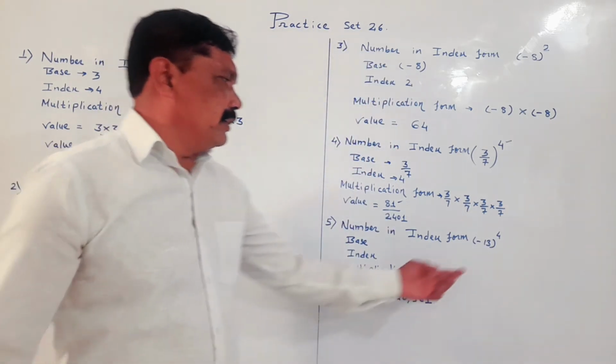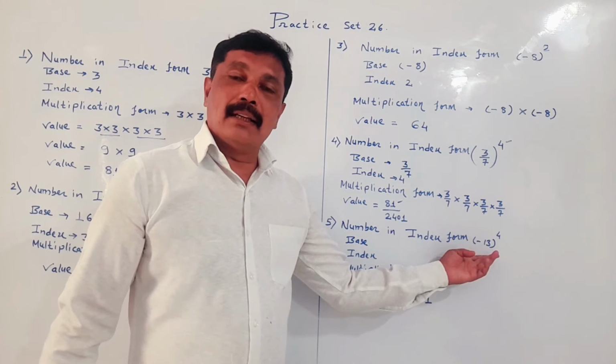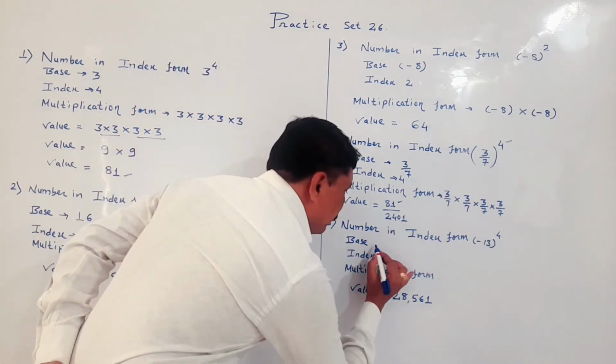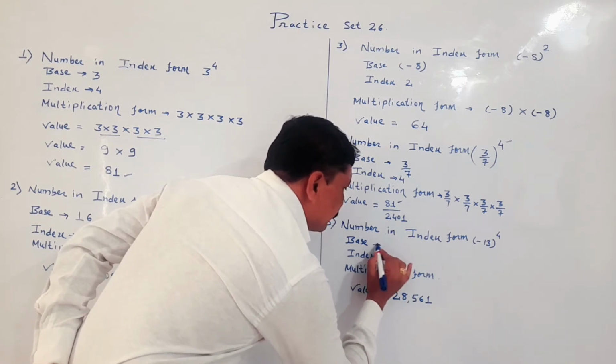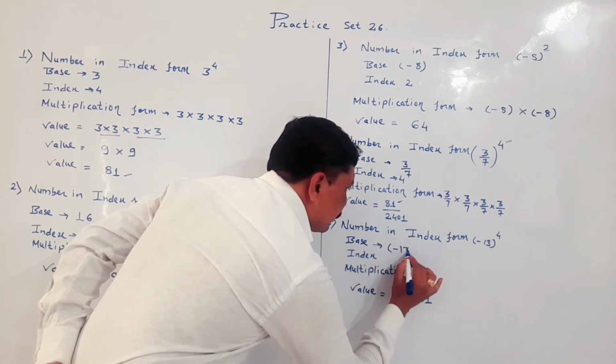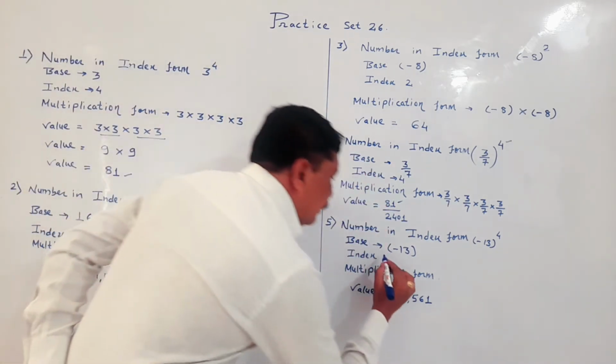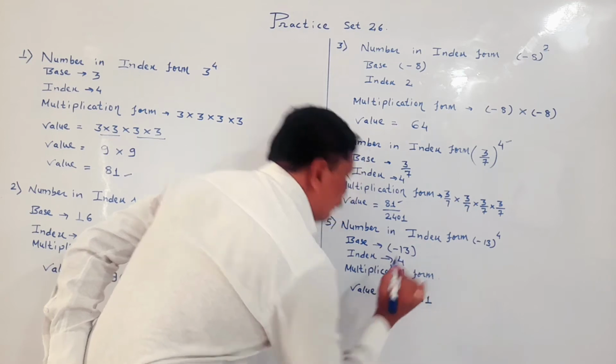My dear student, in the next, a number is given to us in the form of minus 13 raised to 4. This we can read as minus 13 raised to 4. So base will be minus 13. Index will be 4.